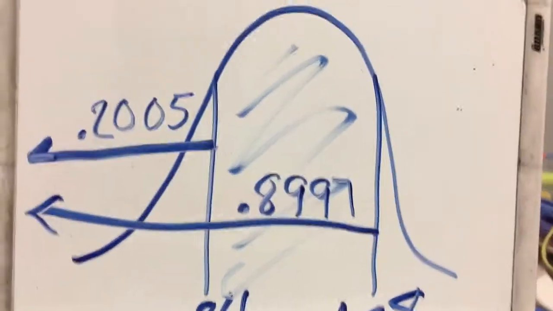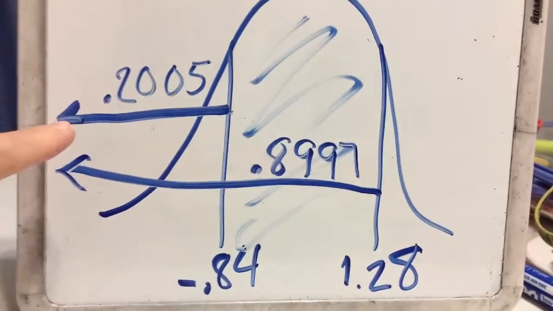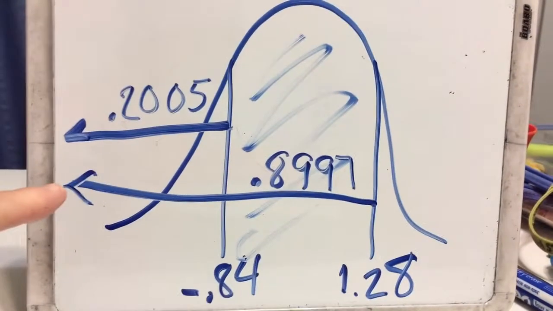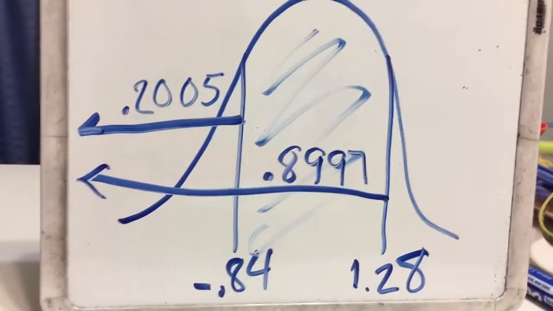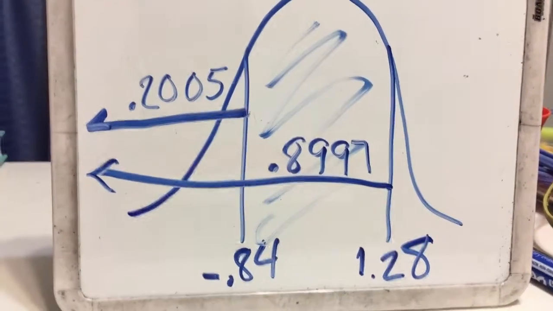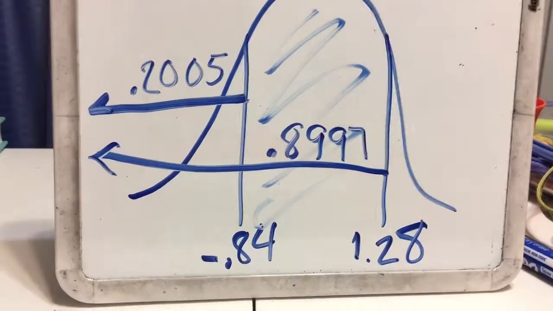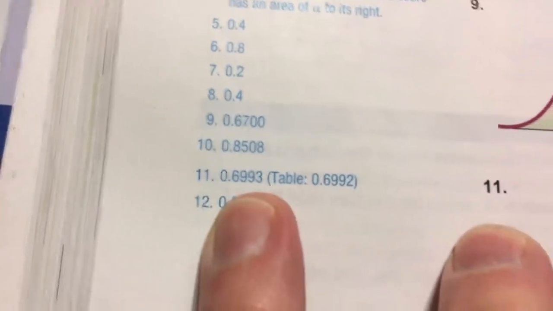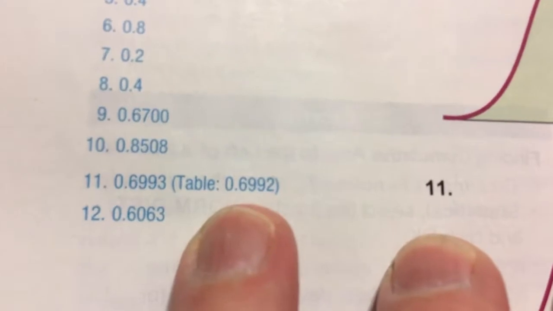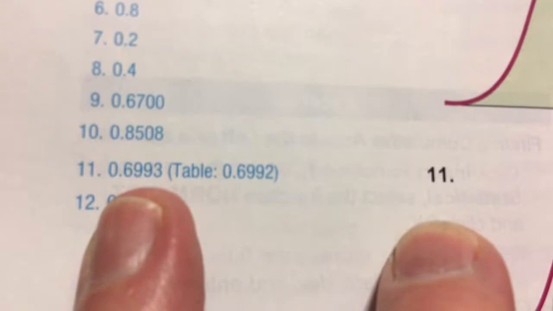Okay, so I have copied those two values of the area under the curve to the left of each one of those. So now I'm looking for the value in between. So I'm going to subtract those two values, and I should get 0.6992. So let's look up the answer and see if it's 0.6992. All right, so here's my answer, and they give me two answers because they say the table answer is 0.6992, and the calculated answer on the calculator would be 0.6993.